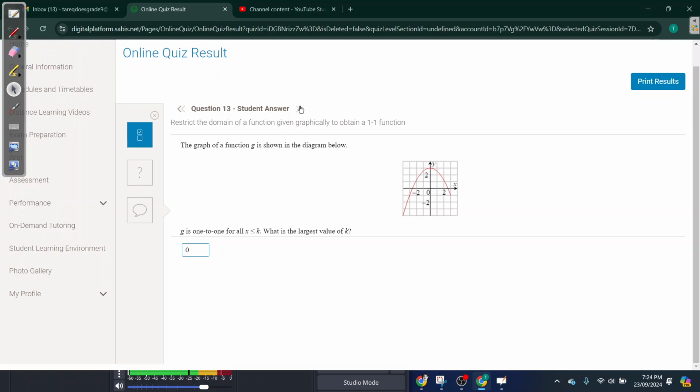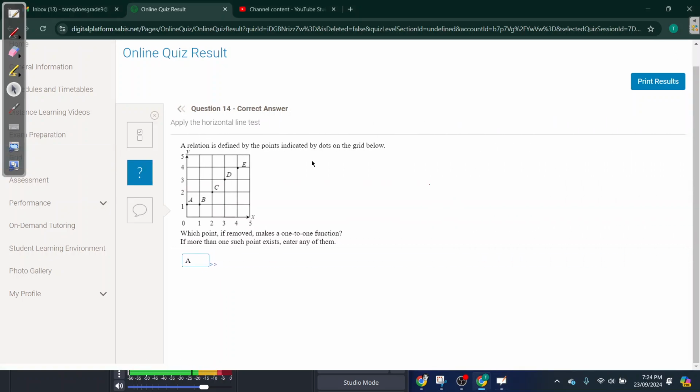The graph of a function g is shown in the diagram below. g is 1-to-1 for all x less than or equal to k. What's the largest value of k? This is basically what I just did, but this is graphically. h is the vertex or the turning point, so this maximum point. Now you don't look at the y-axis, ignore that. I made that mistake in class, so you're going to want to look at the x-axis. Your x-axis value is going to be at 0. So x is going to be less than or equal to k, or greater than or equal to k. Okay, and k is 0. My god, my bad. Okay.